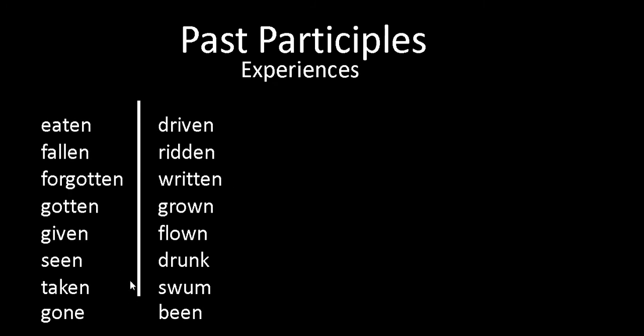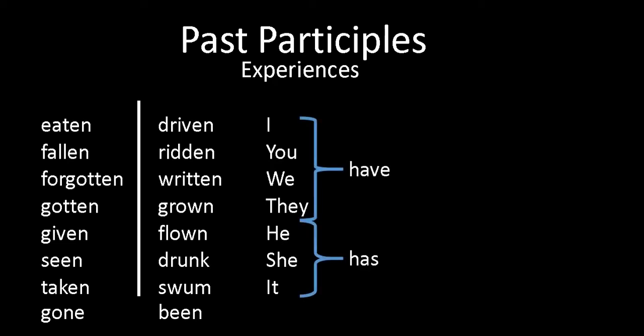The PPs are on the left, and now we're going to make sentences that explain why we would use the PP. Okay, with the PP we always use a form of have or has, and so what we have to do here is make a sentence. For example, I have plus PP.